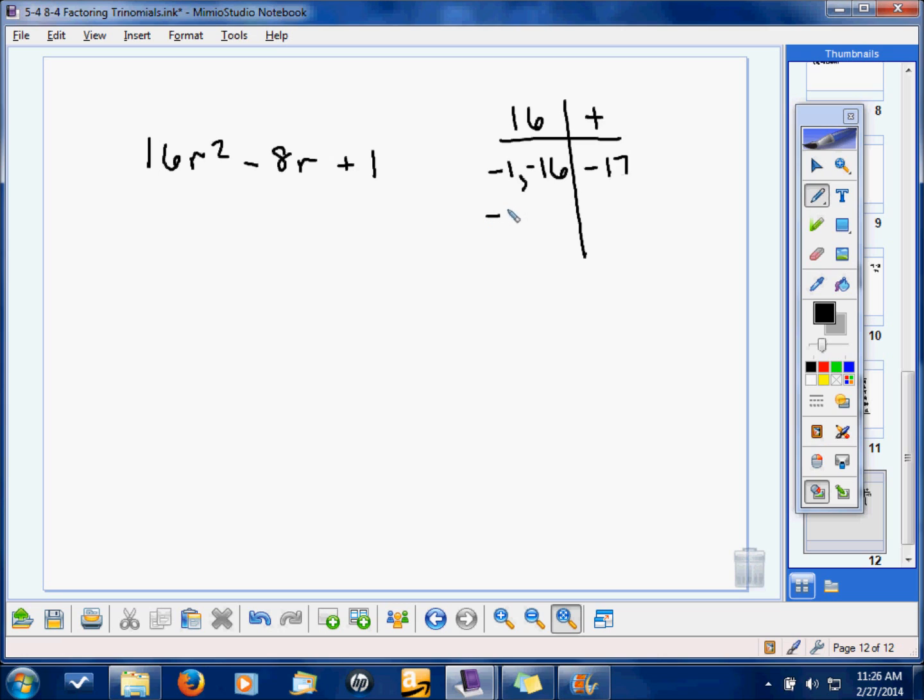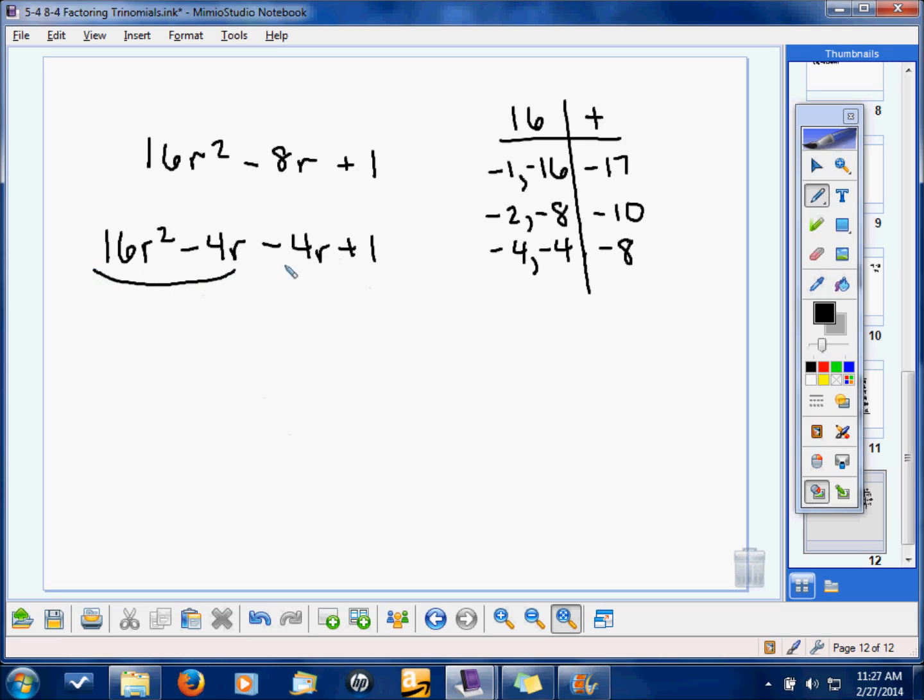How about 2 times negative 8? That's negative 10, not it. How about 3? No, 3 doesn't go in. How about 4? Negative 4, negative 4. That gives you a positive. Okay, so we got it. Oh, yeah, you're adding, right. So we break it down like this. You have 16r squared minus 4r minus 4r plus 1. Okay. Factor by grouping.